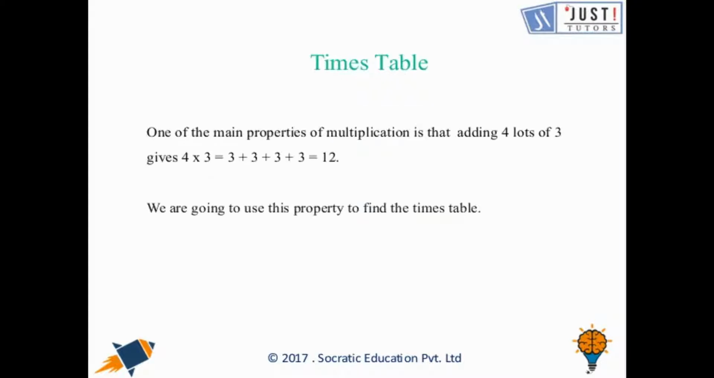Now let us move forward in discussing what times tables are. One of the main properties of multiplication is that adding 4 lots of 3 gives 4 times 3, or adding 3 four times. That is 3, add 3, add 3, add 3, which will eventually give you 12. Multiplication can be said to be the same as repeated addition. We are going to use this property to find the times tables.